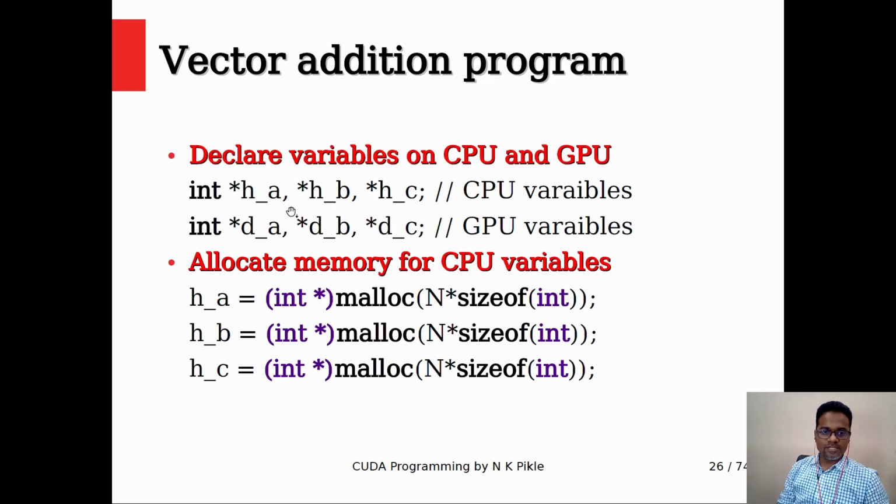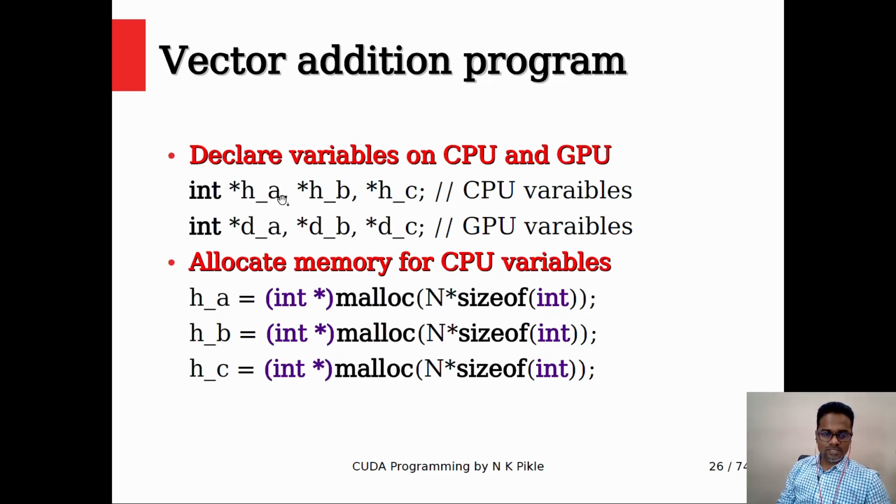Those are of type integer pointer because we are going to store integer values in those arrays, and the memory we are going to allocate dynamically. That's the reason we create the variables of pointer type, and their data type is going to be integer pointer. Now 3 variables we are going to create for CPU data and 3 variables for the GPU data, because we are going to perform computations on the GPU, so we must have distinct notations for CPU variables and GPU variables here.